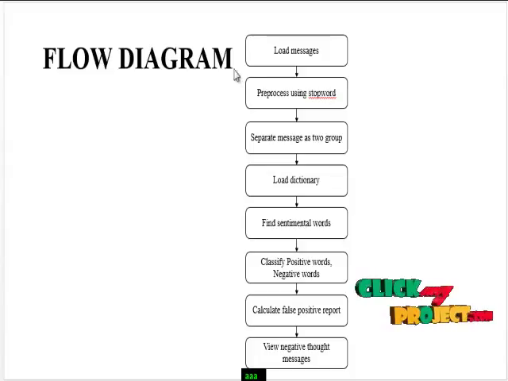Now we are going to discuss our flow diagram. First of all, we have to load our messages. After that, we have to pre-process our loaded messages. Pre-processing means we have to remove our stop words. After that, separate the messages into two groups, group A and group B.